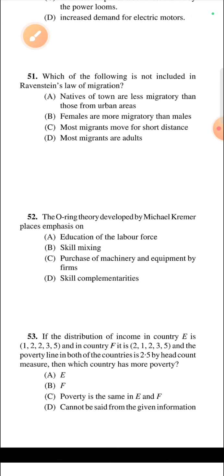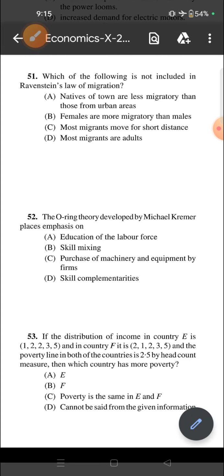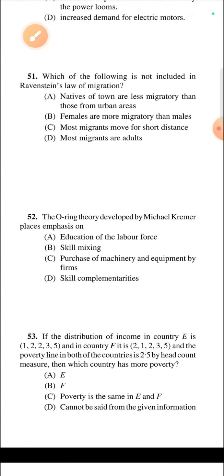Question, which of the following is not included in Ravenstein's law of migration? Which of the following is not included in the Ravenstein's law of migration? Natives of towns are less migratory than those from urban areas.